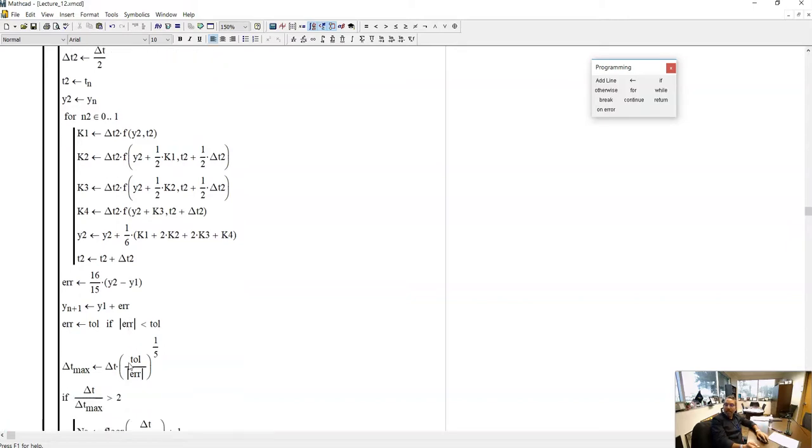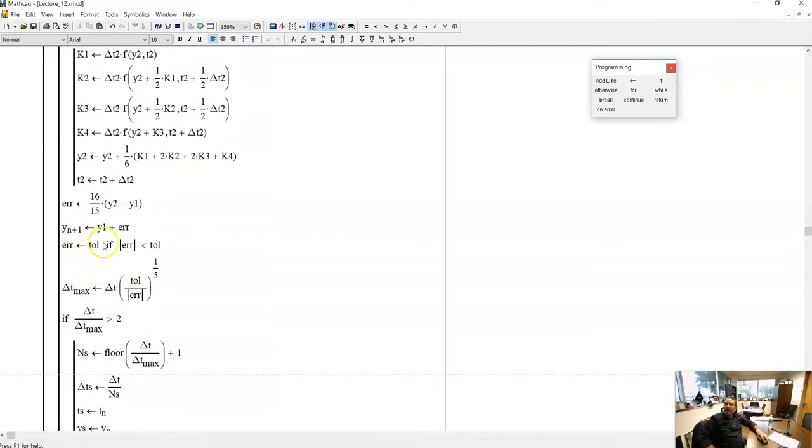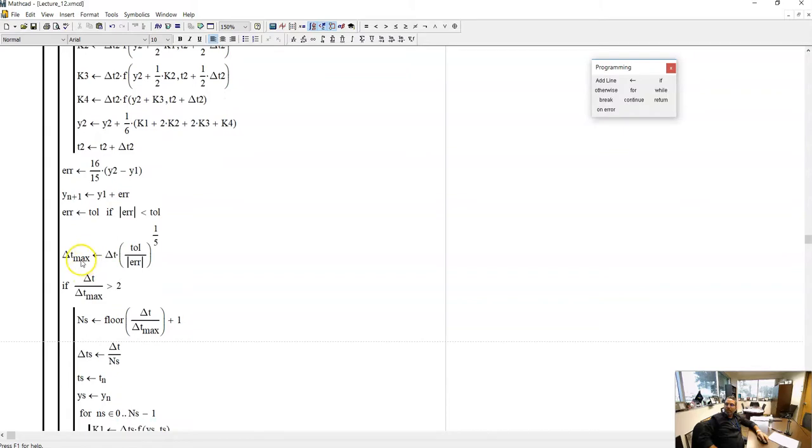Right? Now I'm going to see if the error between these two solutions, these two estimates, satisfies the tolerance. All right, so basically, if the error that I calculated is less than the tolerance, then the error is equal to the tolerance. And what I'm going to do here is say, well, delta t max, the maximum value of the time step that I have to use to be able to achieve the tolerance that I prescribe, is equal to delta t times tolerance divided by the error, to the power of 1/5.